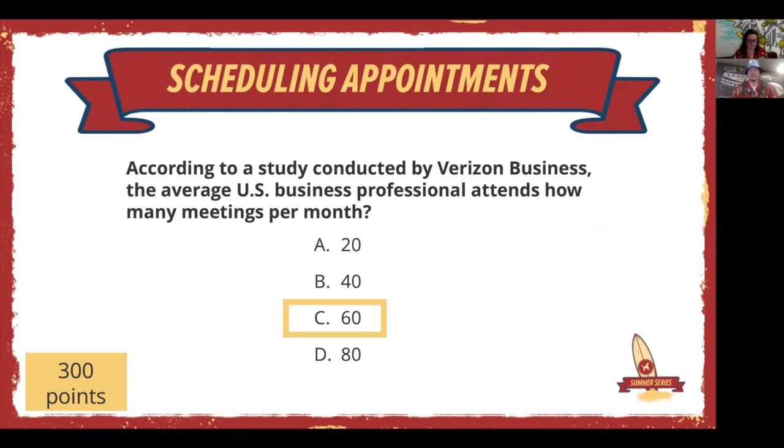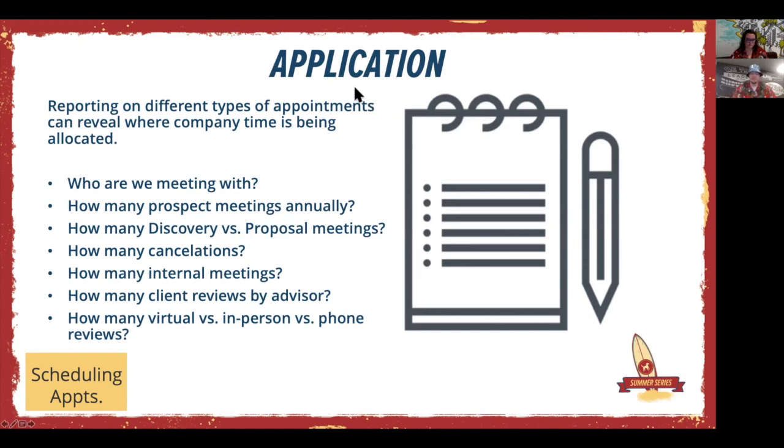If you answered 60 meetings per month, that's the correct answer. That's what Verizon Business ended up detecting, which is a lot of meetings to go into a month. That's more than 2 a day if you think about it. If you're only working 20 days, that's actually almost 3 a day now that I think about it. But yeah, lots and lots of different meetings, particularly for the financial advisor profession specifically, because that's how you guys make your money, right?